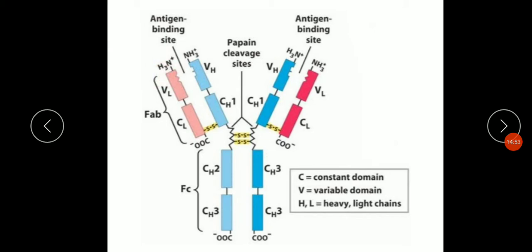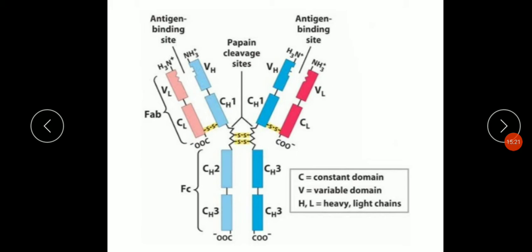Now let me see the constant region of the heavy chain. So this is the heavy chain. These two are the heavy chain, these two are the light chain. So the constant region of the heavy chain is CH. You just see here it is written CH. So the constant region of the heavy chain, CH, is towards the carboxyl terminus.